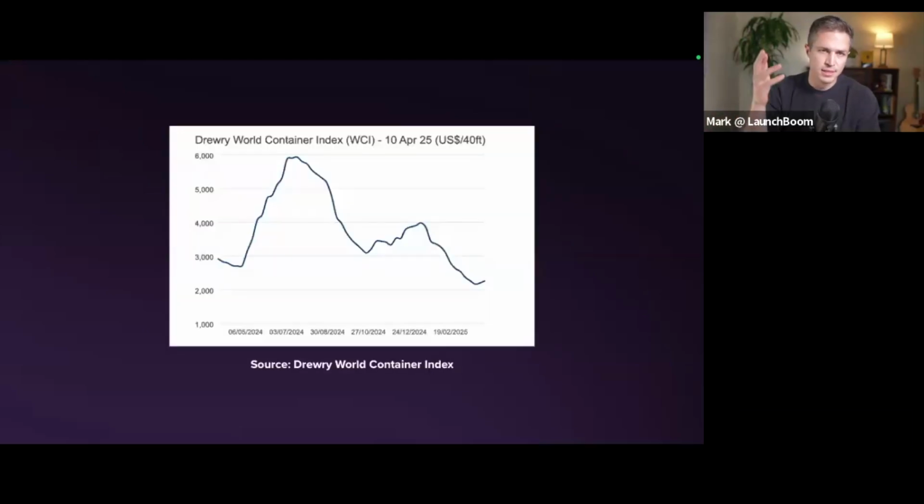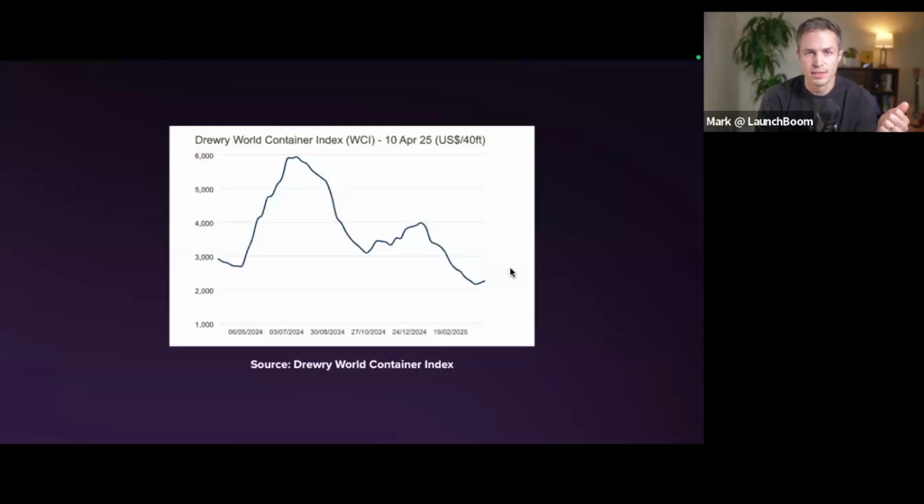If you just look, this is the Drury World Container Index, which tracks the price of a 40-foot container across the entire world and puts it into one index. Basically, this is the past year and how it's been fluctuating. It's down over 50% from its peak right around here, where in the past year, the cost of a container is at its lowest point.